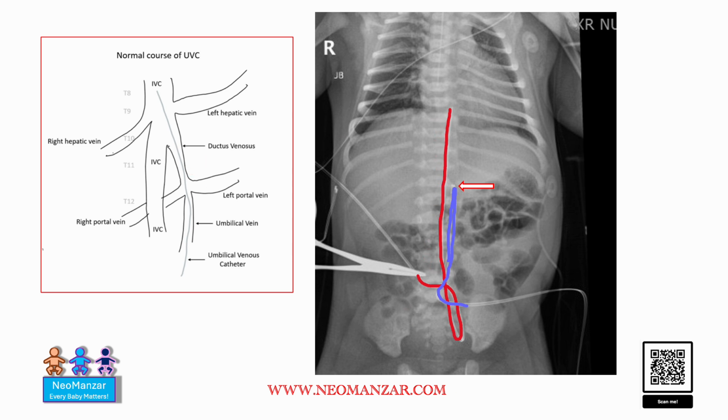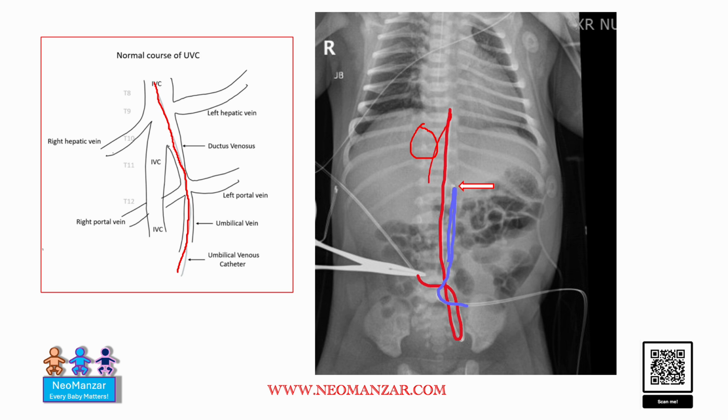So basically, if you look closely, let me show you with the pen. If you see the umbilical venous catheter, just follow this course. It goes through the umbilical vein, passes through this area, then goes through the ductus and comes into the IVC. So the upper part of the IVC is this portion, which you can see here. So the catheter is not there.